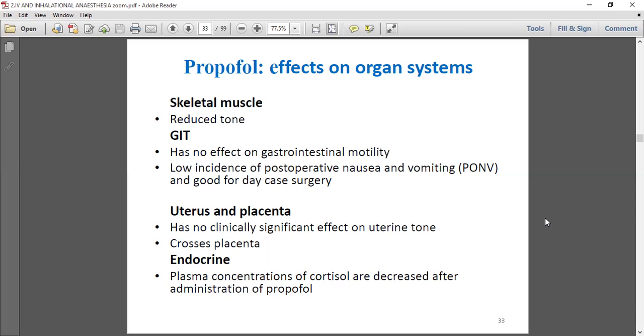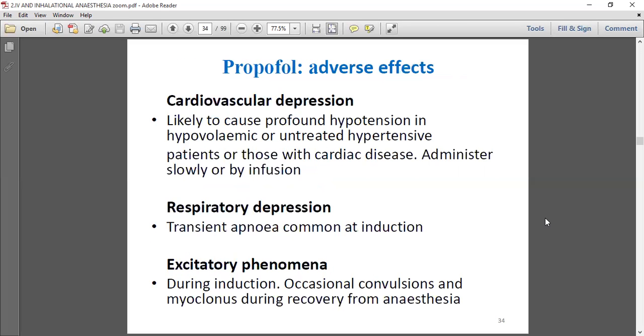I've understood. So, the effects of propofol on the endocrine system. So far, it's the only drug you've seen that has an effect on the endocrine system. It decreases the levels of cortisol. And remember, cortisol is a hormone for fight and flight. So yes, it decreases the plasma concentrations of cortisol.